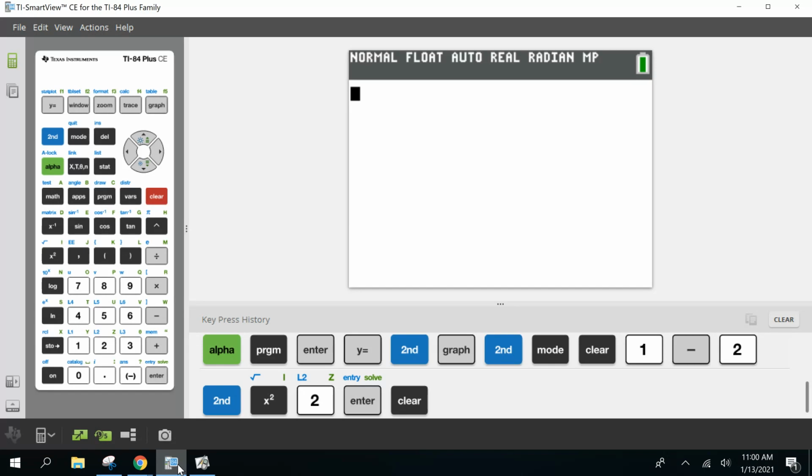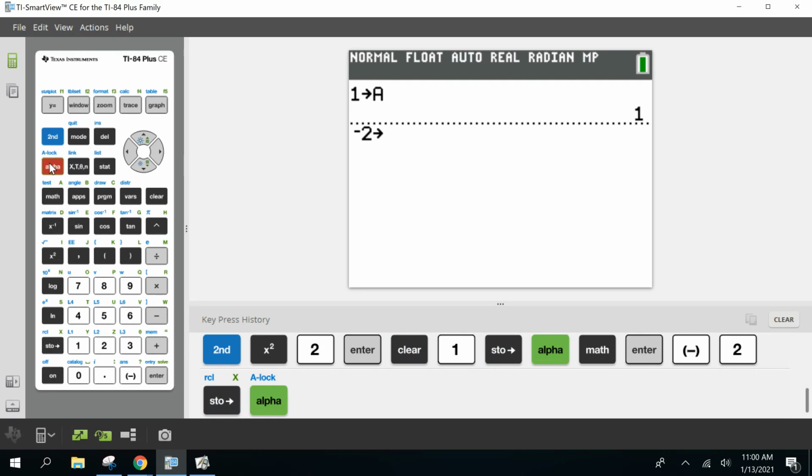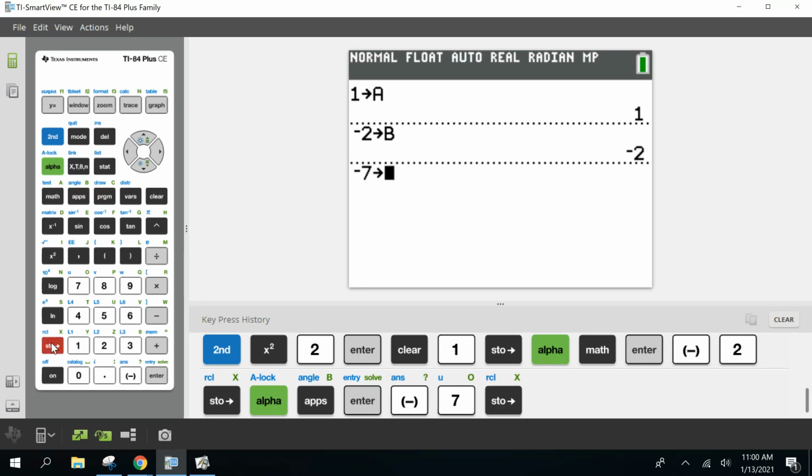Here we go. I'm going to take 1, store. Remember, the store button is the button to the left, STO with the arrow pointing to the right. Store that in for the A value, which is above math on the left-hand side of your calculator. Alpha math. Enter. What do I got for B? -2. Store that in for B. And once you guys know where the buttons are, I'm sure you can do this pretty quick, like you're texting on your phone. -7. Store that in for C.